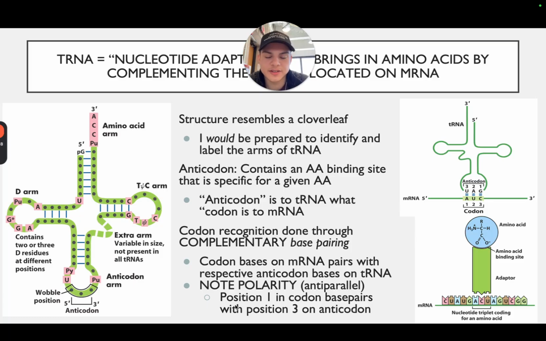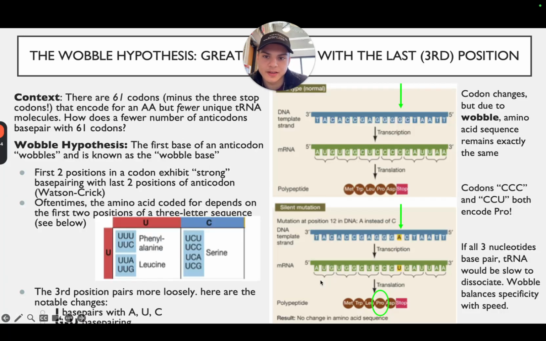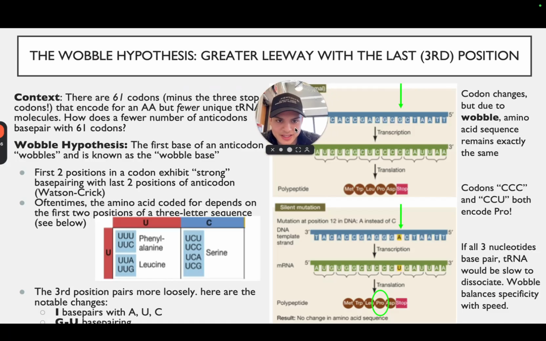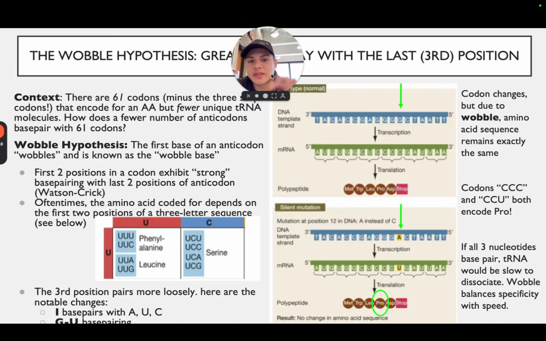Yeah, and then if you just want a general rule of thumb, position 1 in the codon base pairs with position 3 in the anticodon. So now here's the wobble hypothesis. There's greater leeway with the third position of your codon sequence. There are 61 codons, minus the 3 stop codons, that encode for amino acids, but fewer unique tRNA molecules. So how does the fewer number of anticodons base pair with 61? And that's where the wobble hypothesis comes in.